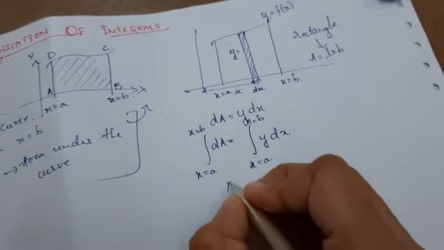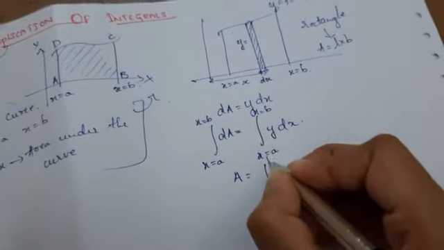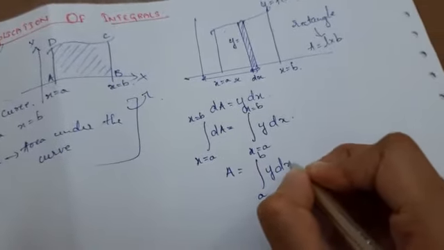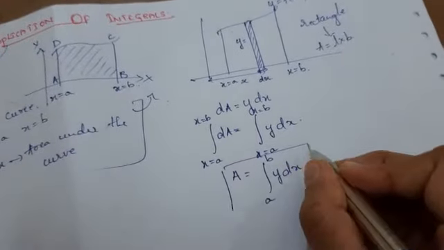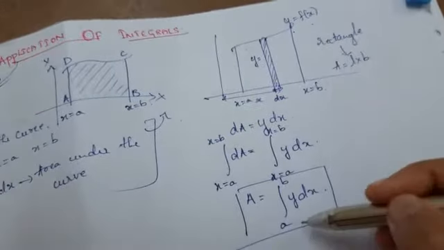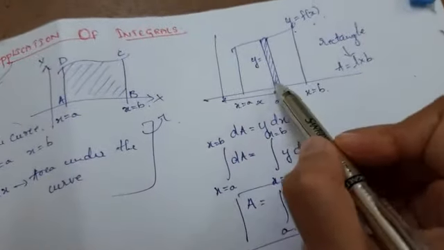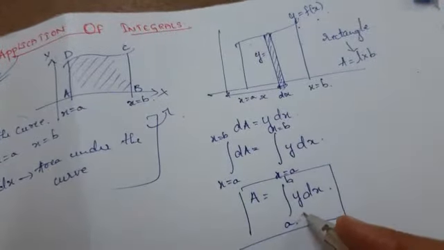So it is nothing but A is equal to the area, a to b, y dx. So this is the area of the curve y is equal to f of x varying from a to b. So this is how we are going to get it. So what does this mean?